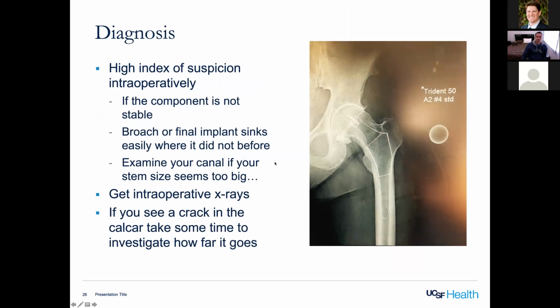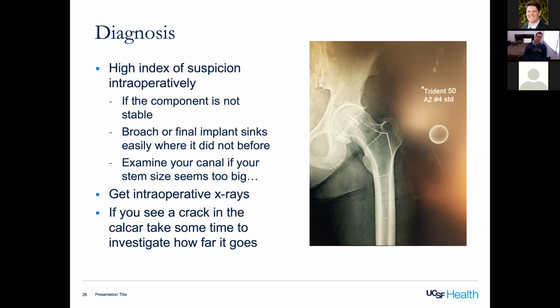All right. So in terms of diagnosis at the time of surgery, you want to have a really high index of suspicion intraoperatively. If you are not getting stability out of your component, don't just think that, oh, I just need to broach up a size. Make sure you haven't broken something. If your broach or your final implant all of a sudden sinks a little bit easily where it didn't before, check yourself and make sure you don't have a fracture.